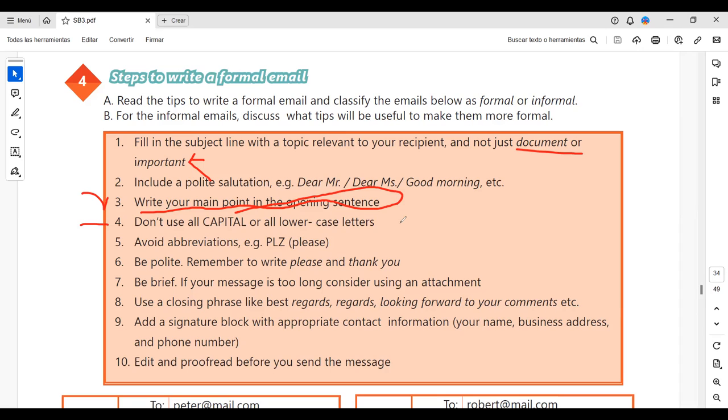How do you write? Do you respect capital and lower cases?